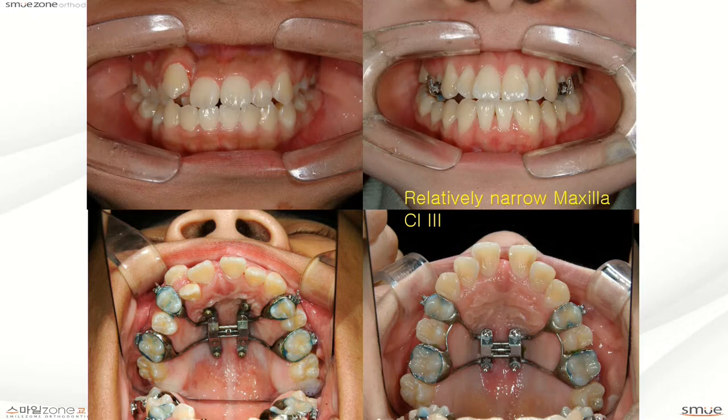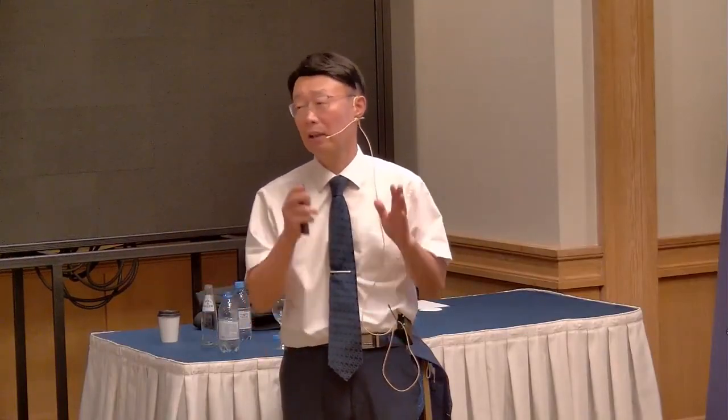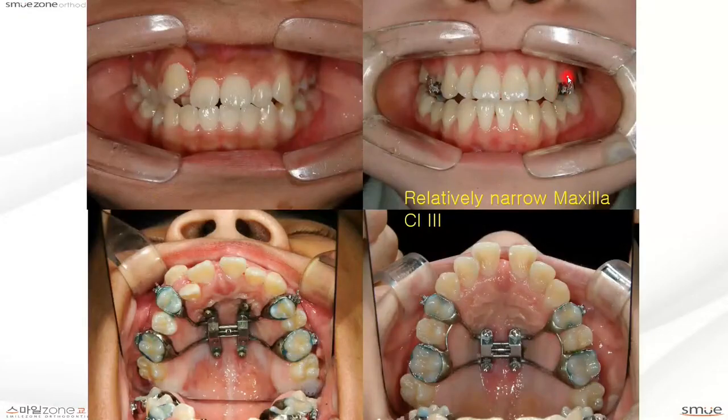So at the beginning, they do expand every case. So they made a lot of mistakes, and I'm going to tell you. Well, in class 3 camouflage cases, most of the time, class 3 skeletal camouflage cases, maxilla is normally narrow the mandible. А вначале, когда они использовали эти аппараты, они столкнулись с большим количеством проблем.